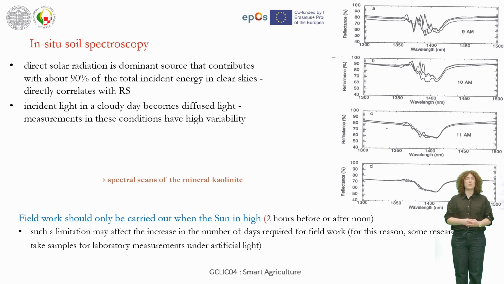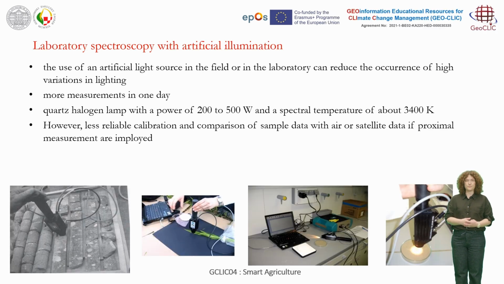Also, we can do it in the laboratory. But when we use it in situ, it should be done when the sun is high because it has effect on spectral response. On the picture on the right side, we can see spectral scans of mineral kaolinite. These graphs show influence of the incident angle of radiation on the possibility of detecting the characteristics of spectral curves of kaolinite. When the sun is higher, like on this picture, absorption curve is much more clear and more visible at 1400 nanometers. We can do measurements in the lab as well, while we use artificial light source, which is similar to sunlight on the Earth's surface.